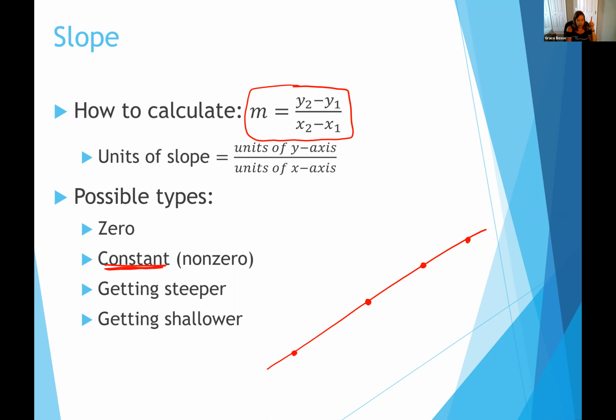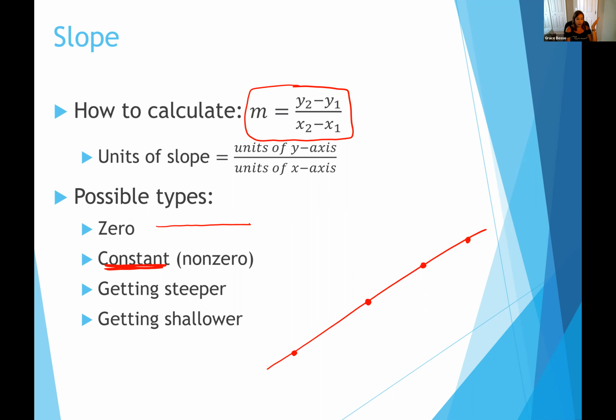So a graph that has constant slope should look like a line. It will have one slope. A graph that has 0 slope is the special case. It's a horizontal line. It's not going upwards or downwards. It's just perfectly horizontal. It has 0 slope.